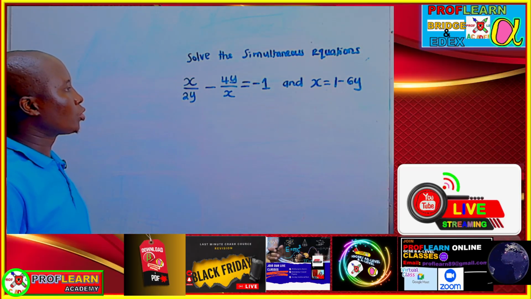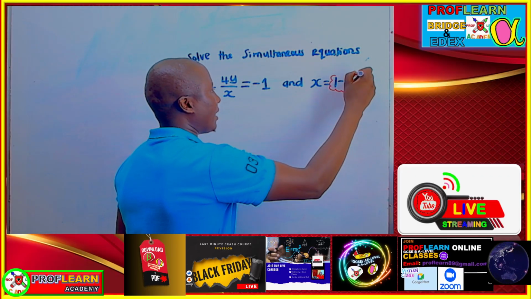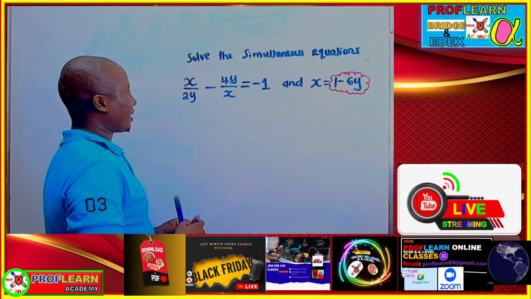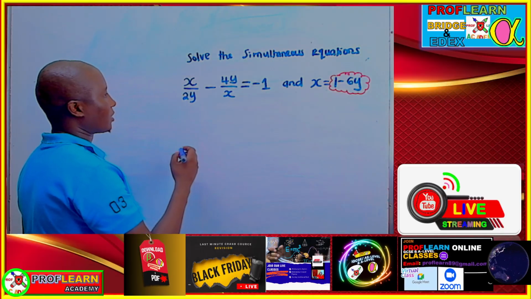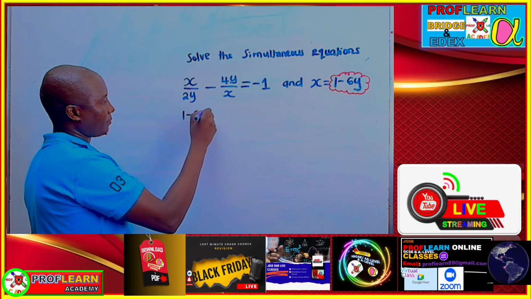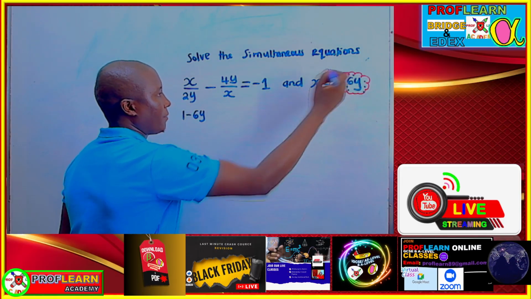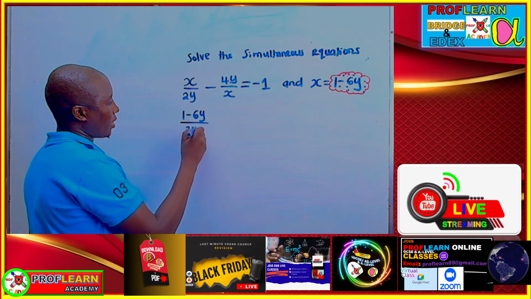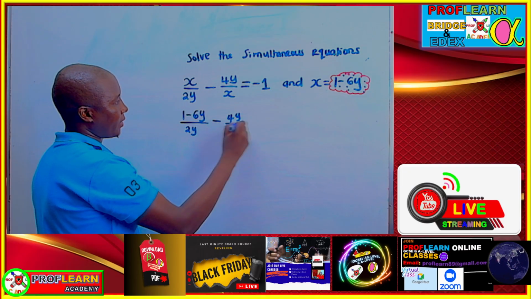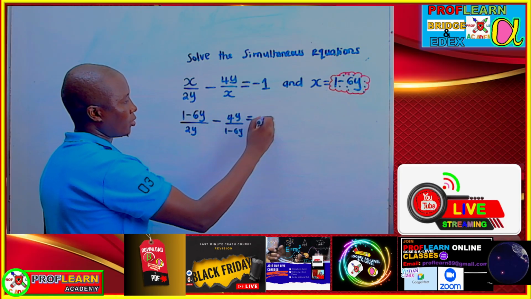Now, we are going to substitute. Wherever we have x, we're going to substitute 1 minus 6y. So in this case, this expression is going to be 1 minus 6y. Because I'm having an x, I'm going to substitute this here. So over 2y minus 4y over, instead of writing x, I write 1 minus 6y is equals to -1.